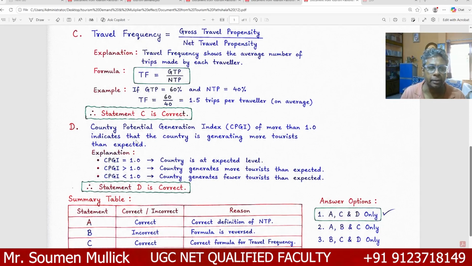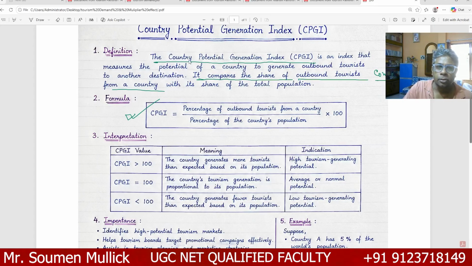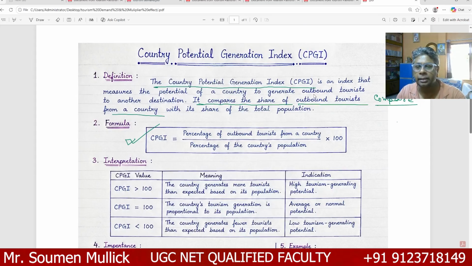Now the point is statement D, country potential generation index of more than 1.0 indicates the country is generating more tourists than expected. So we have to understand the country potential generation index. It is an index that measures the potential of a country to generate outbound tourists to another destination. It compares the share of outbound tourists from a country with its share of total population. This is very important.